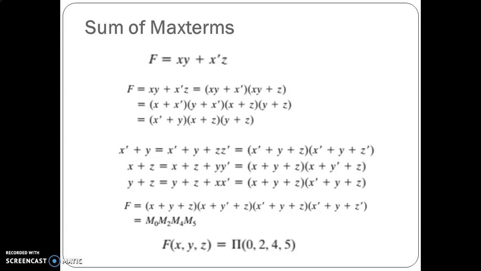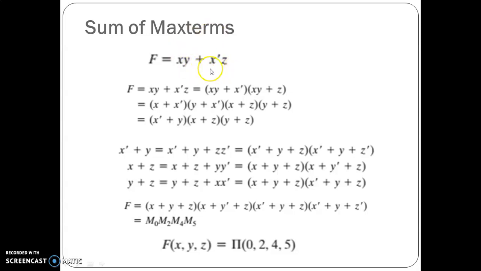Next, product of maxterms. To express the Boolean function as a product of maxterms, it must first be brought into a form of OR terms. This can be done by using the distributive law. Now let us try to express this function as a product of maxterms. First we will convert the function into OR terms using the distributive law.